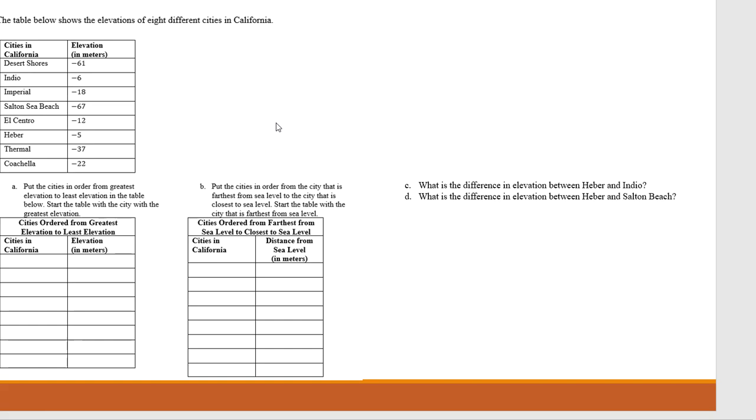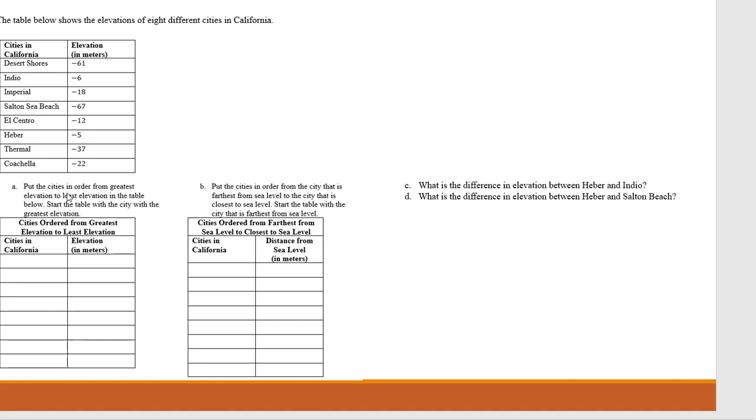So here we go. We have the cities in California, and then we have their elevation in meters. So for part A, it says put the cities in order from greatest elevation to least elevation in the table below. Start the table with the city with the greatest elevation. So remember, when it comes to negative numbers, the bigger the negative number is, the smaller the value is.